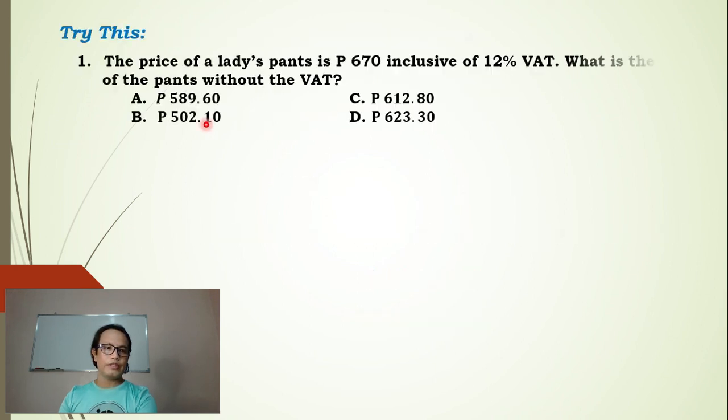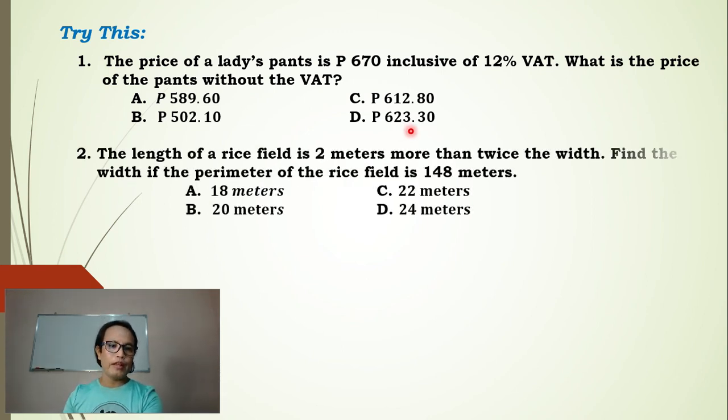So before I go, you try these examples. Number 1. The price of a lady's pants is 670 pesos inclusive of 12% VAT. What is the price of the pants without the VAT? A, 589.60 pesos. B, 502.10 pesos. C, 612.80 pesos. D, 623.30 pesos.